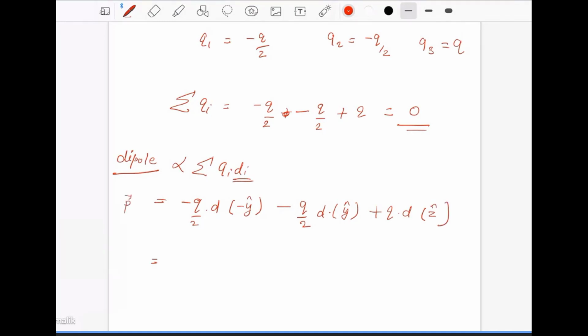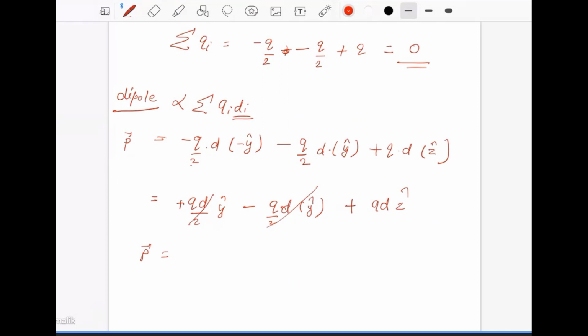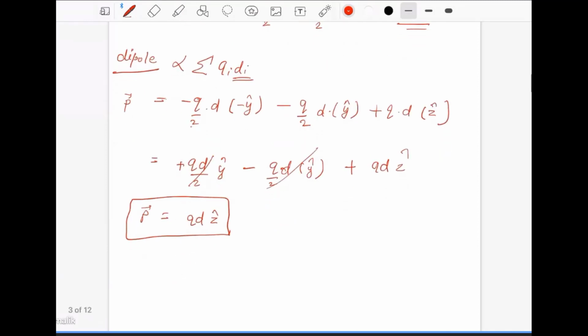So in this case, our dipole moment is minus q by 2 d in the y cap direction, plus minus q by 2 d in the y cap direction, plus q d in the z cap direction. The y terms will cancel out, so we have a finite value of electric dipole. So the potential that we are going to calculate is due to the electric dipole. The potential is p cos theta upon 4 pi epsilon naught r squared. It's a scalar quantity.